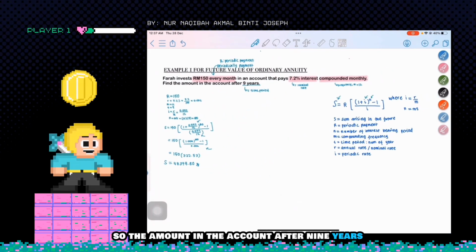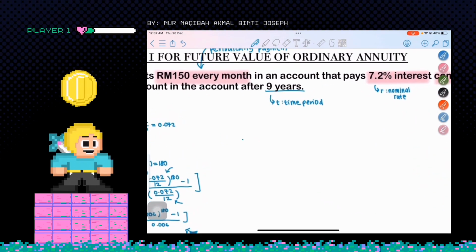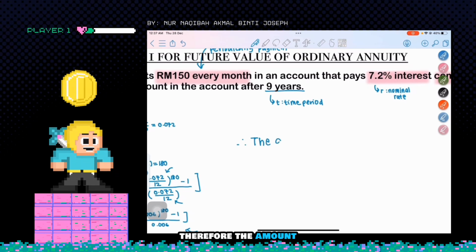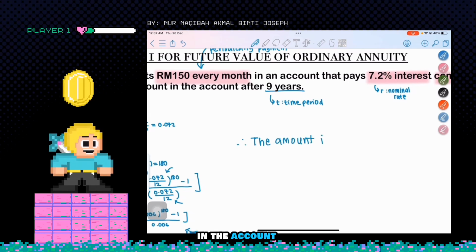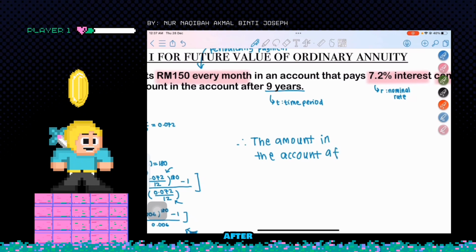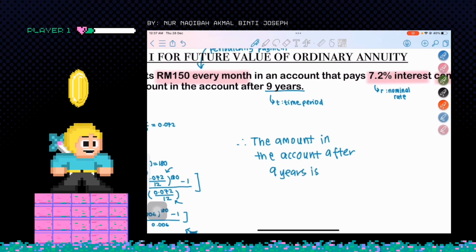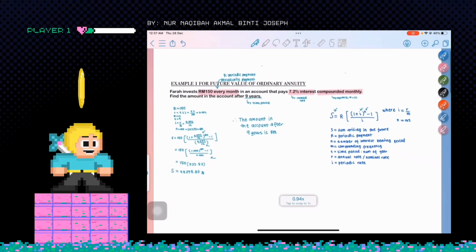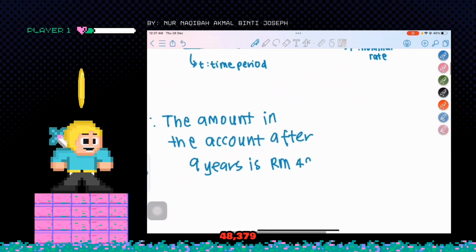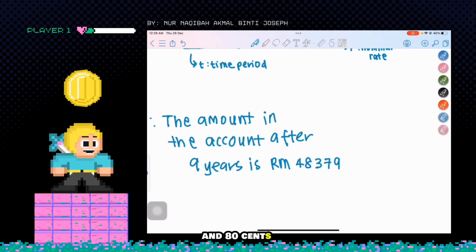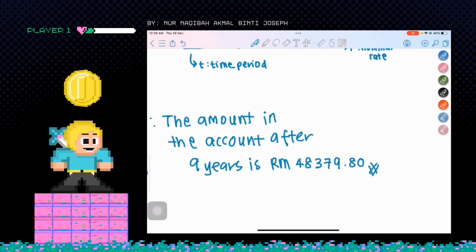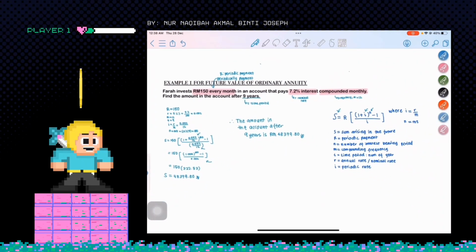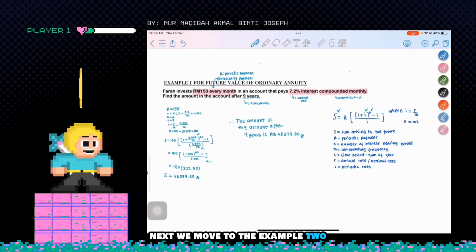So the amount in the account after 9 years is RM 48,379.80. That's all for example 1. Next we will move to example 2.